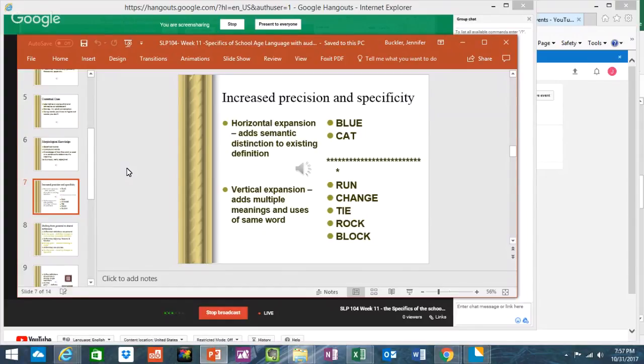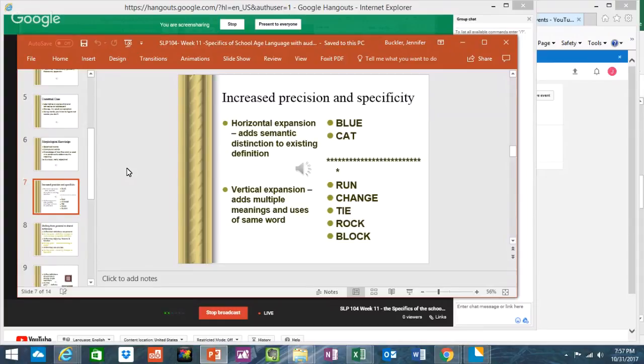Let's look at change and expand that vertically. Change can mean I change my clothes or the change in my pocket. Those are two different expansions of the word change. It is not a vertical expansion to say, I change my clothes, I change my shoes, I change my hair, because each one of those means exactly the same type of change, meaning to alternate or to make different.